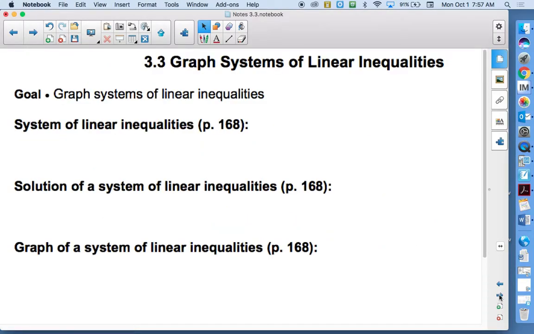Instead of a system of equations. So we already graphed equations, we solved equations. Now we're going to look at them as being inequalities. So what is different with an inequality versus an equation?